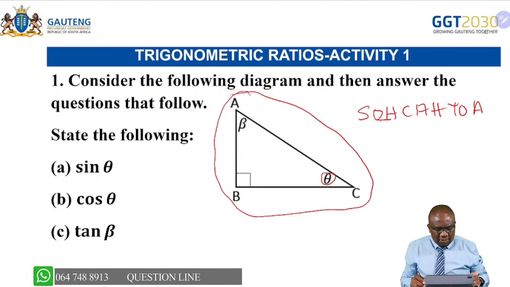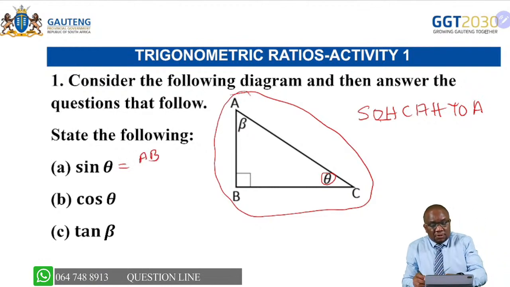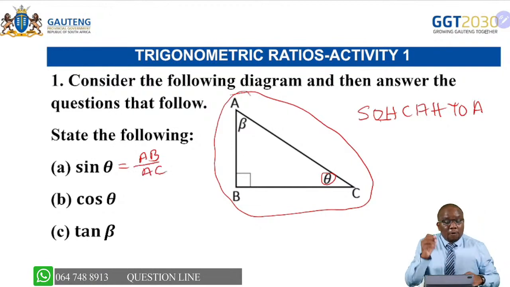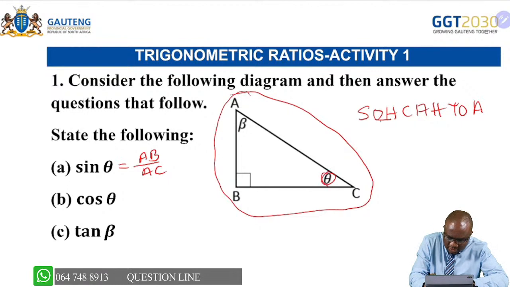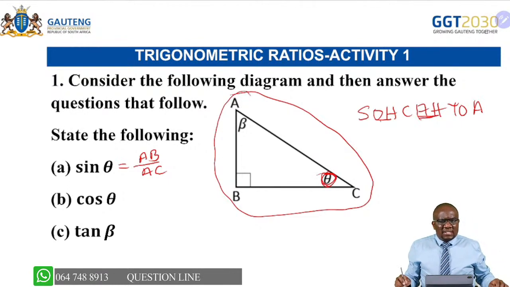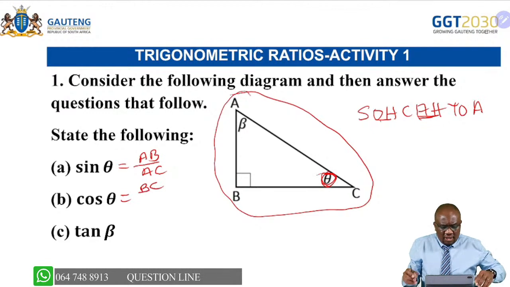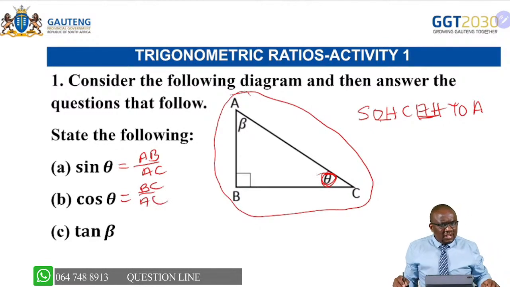Which side is opposite angle theta? It is AB. Hypotenuse is AC. You see that? Opposite over hypotenuse. Cos theta, I'm still looking at cos theta here. Adjacent over hypotenuse. Which side is adjacent to angle theta? BC. Which side is the hypotenuse? AC. You see that? Okay? It doesn't take time, does it?